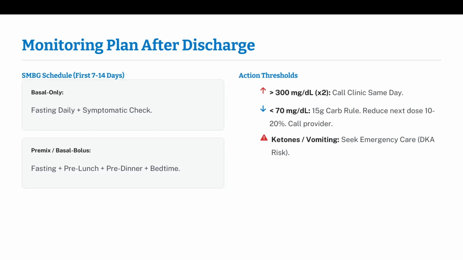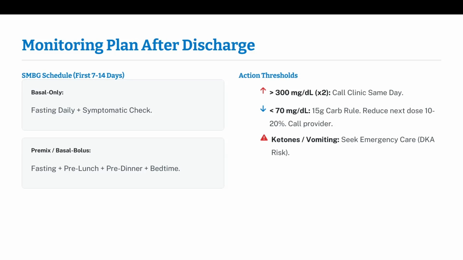So monitoring plan after discharge. Always ensure to monitor the blood glucose level at home with a capillary blood glucose monitor in the first 7 to 14 days, and advise them to follow up by calling the clinic or the doctor when the patient experiences hypoglycemia or blood sugars more than 300.